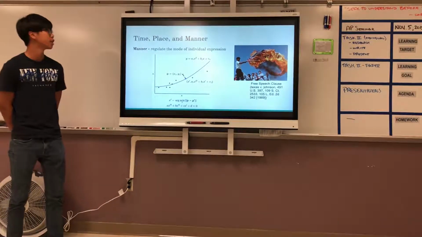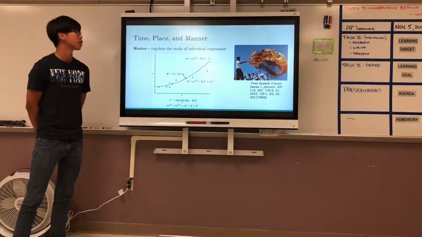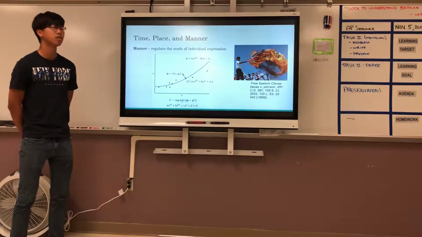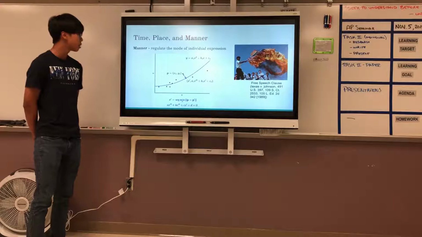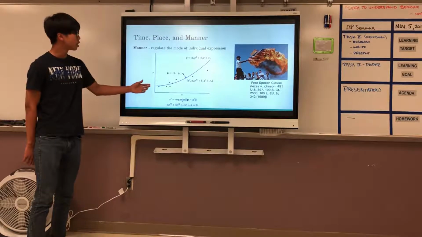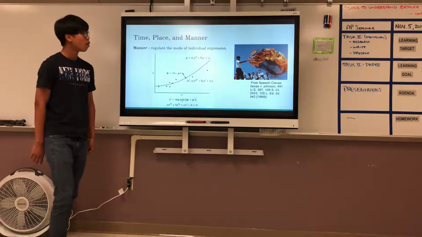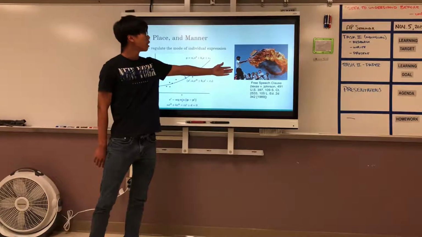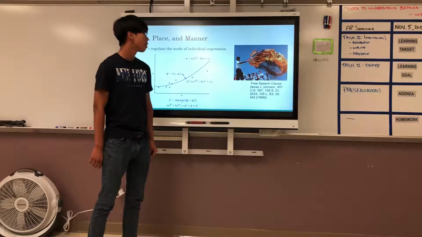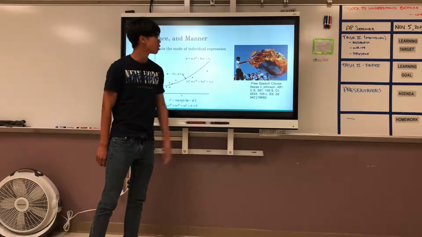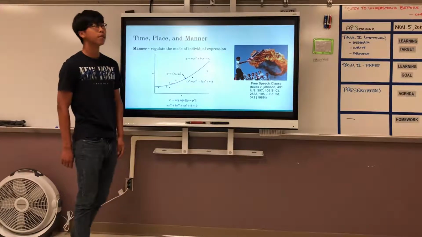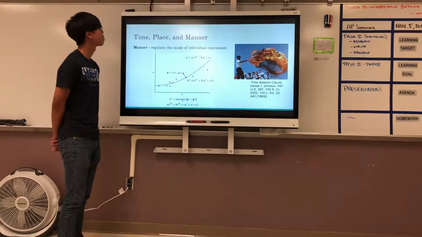The last restriction is the manner restriction. Manner is regulating the mode of individual expression. A manner is a symbol such as this math equation, or it could be something as symbolic as the burning of the United States flag. Here, the free speech clause, Texas v. Johnson in 1989, is a form of symbolism.